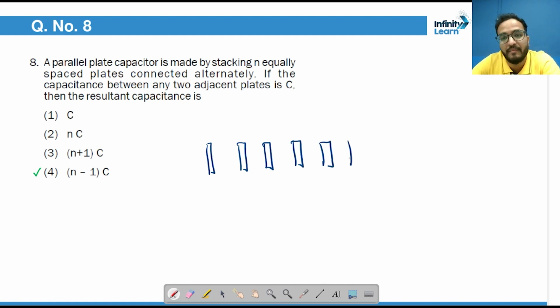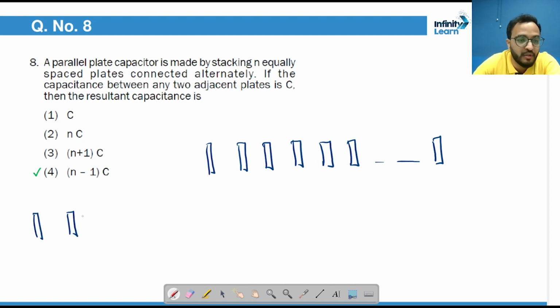Can you see that? So how many plates are there? There are n plates. Now you tell me, if I arrange two plates, how many capacitors do I get? One. If I arrange three plates, how many capacitors do I get? Two. That means if I arrange n plates, how many capacitors am I getting? I am getting n minus 1 capacitors.